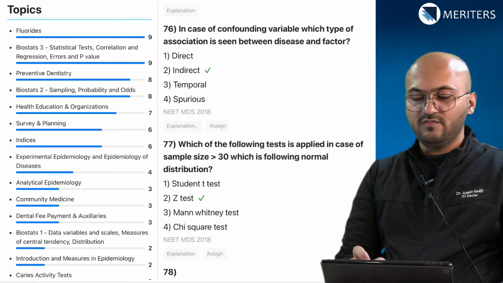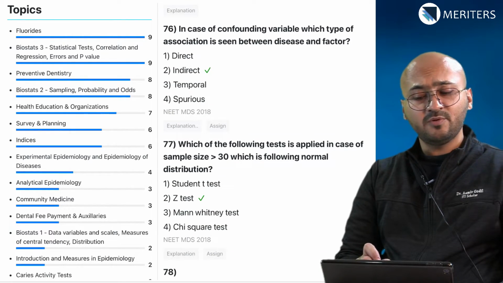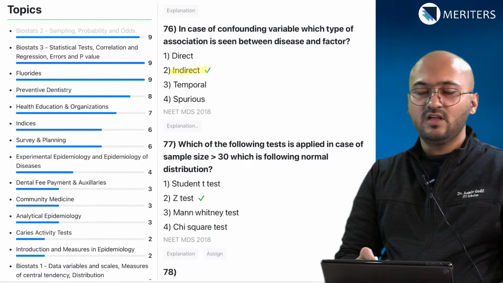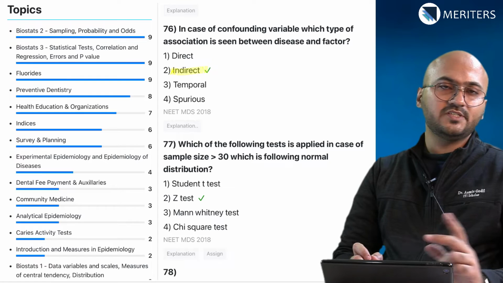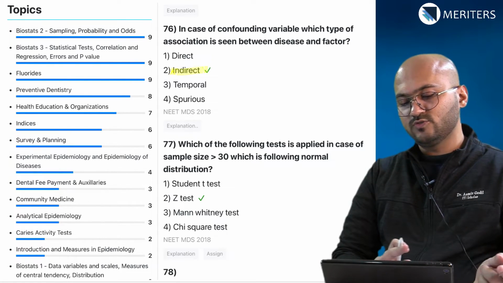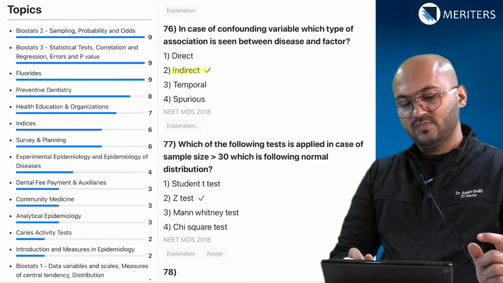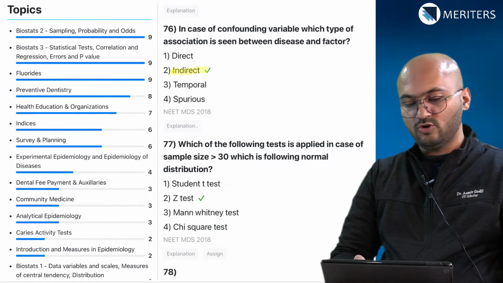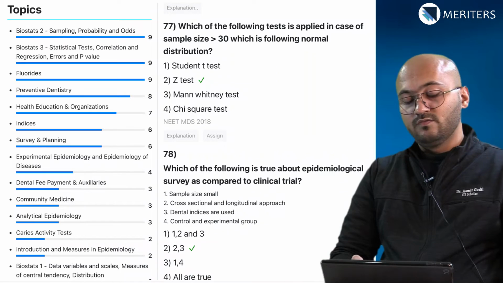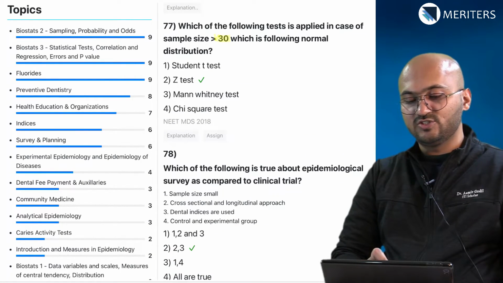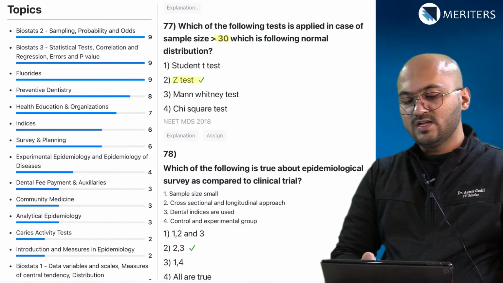In case of confounding variables, which type of association is seen between the disease and the factor? Indirect association. And a similar question was seen earlier, but the language was different and it was reverse. So it was saying indirect association, and then we had to talk of confounding variables. Which of the following test is applied in case of sample size greater than 30, which is following normal distribution? A Z test.